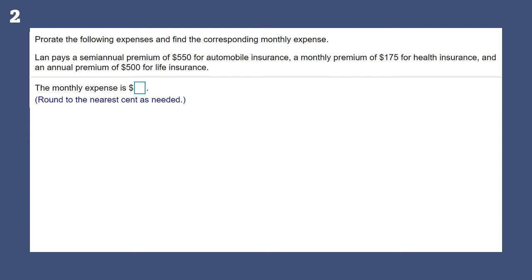Prorate the following expenses to find the corresponding monthly expense. Prorate means that even if we don't have to pay a bill every month, it's good to set aside that money each month. That's the way we prorate expenses. So for example, if we pay a semi-annual premium of $550 for automobile insurance, that means we only pay it every 6 months, but we might want to set aside how much it costs.